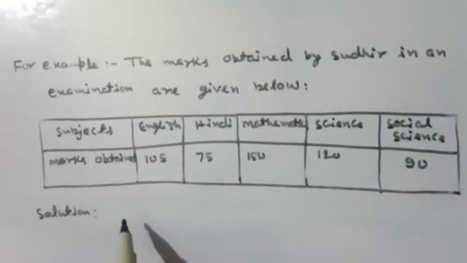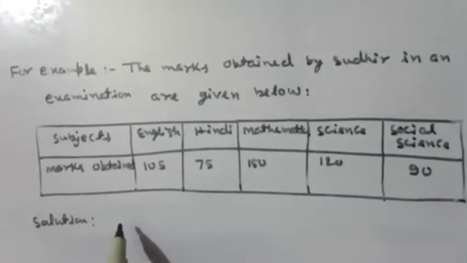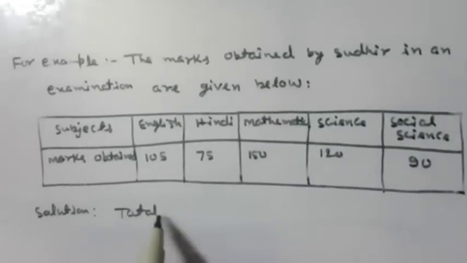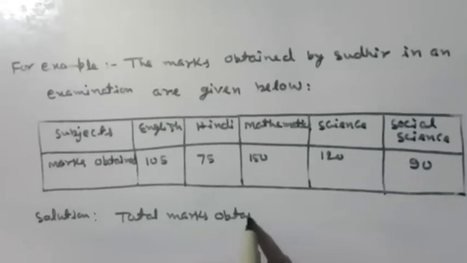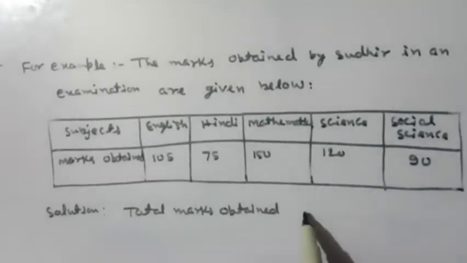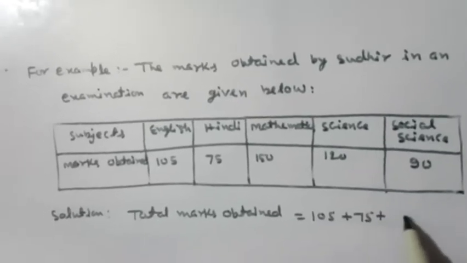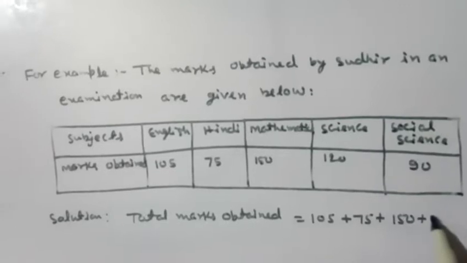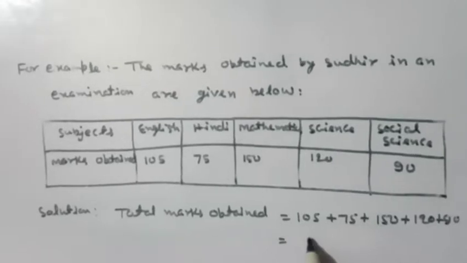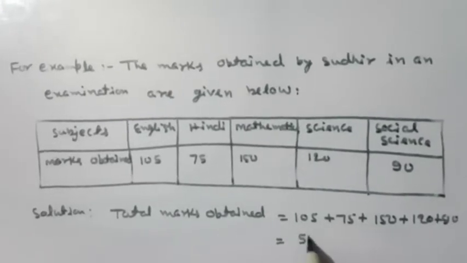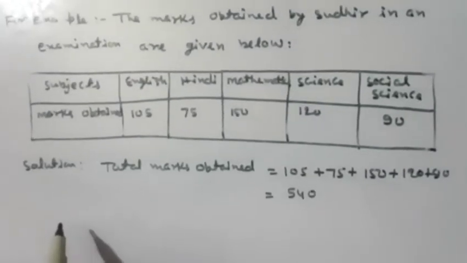According to the steps, first of all we will find the total marks obtained. Total marks obtained equal to 105 plus 75 plus 150 plus 120 plus 90 equal to 540. Now we will find the central angle for components.